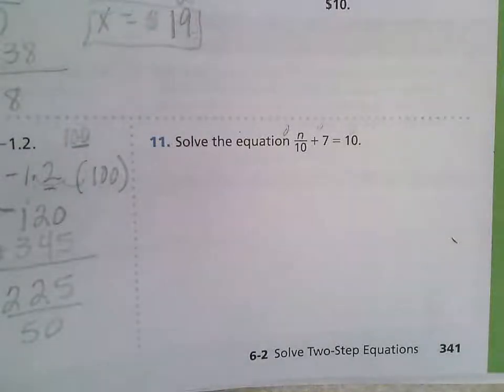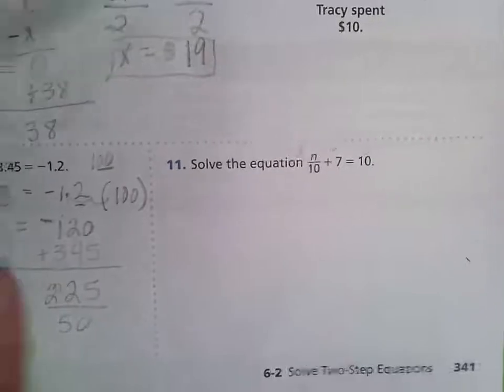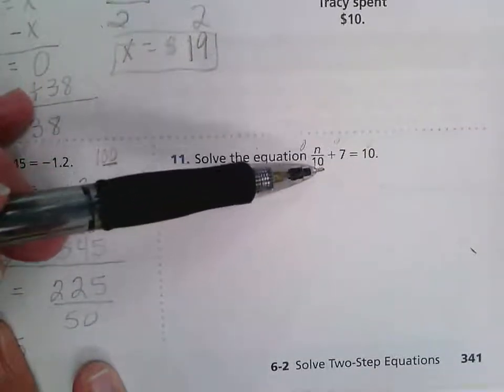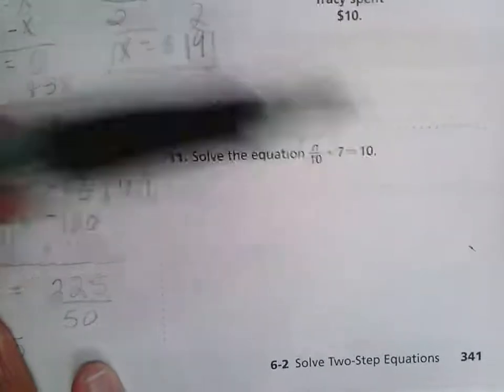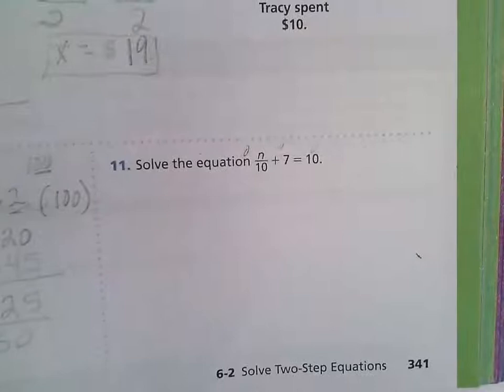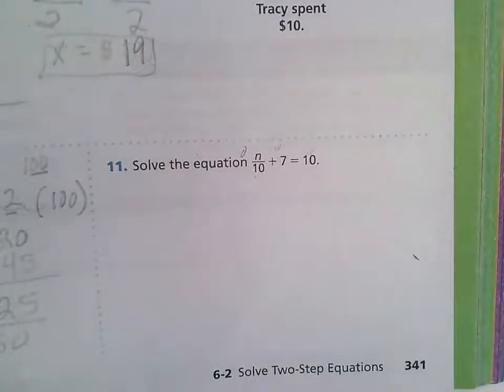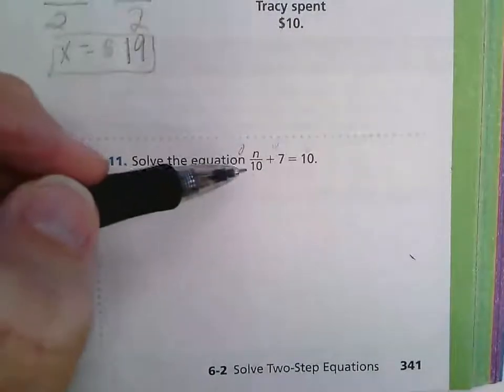Page 341, 6-2, number 11. Solve the equation n divided by 10 plus 7 equals 10. This is similar to the decimal problem that I was talking about at the beginning of the class, except this time it's a fraction.